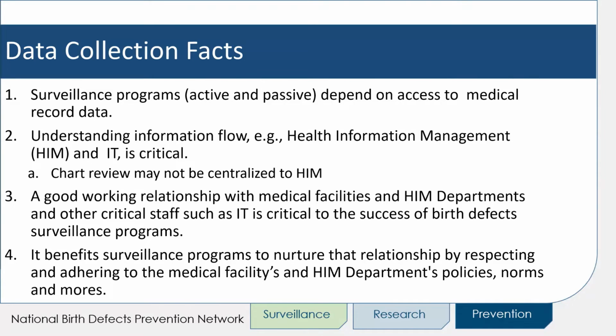Understanding information flow is critical. For example, it is important to understand how you get information from Health Information Management, or HIM. It is critical to realize that at some facilities, chart review might not be centralized to HIM. It is also vital to know how hospital IT staff are involved with chart review.